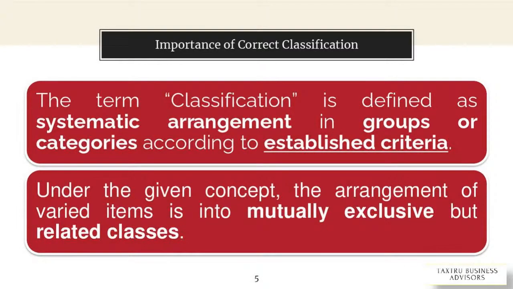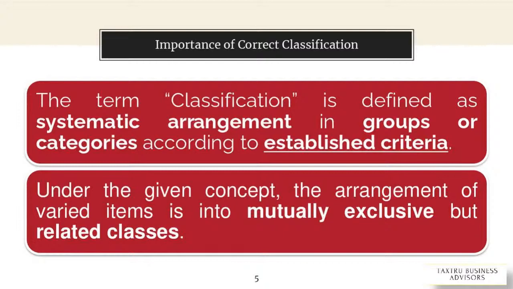So classification, the term classification, is defined as systematic arrangement in groups or categories according to established criteria. Two or three words are keywords being used in this general meaning of classification, because this is a term which is not defined in the Act or in any Act, but this is a general meaning of it. Like when you have systematically arranged something in groups or categories according to an established criteria.